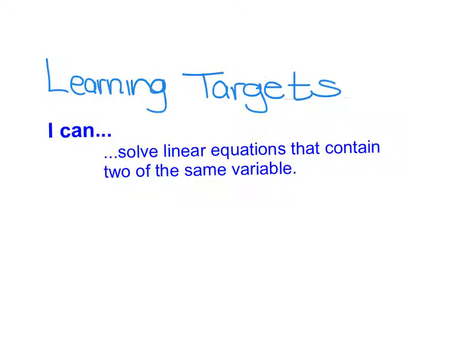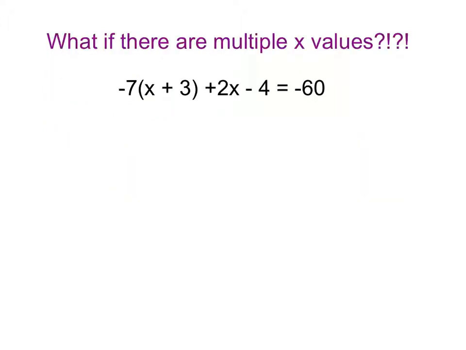In this video, it will be your goal to be able to solve linear equations that contain two of the same variable. So in the equation you see below, you see a couple of different issues that we haven't approached before. First, you see that x appears twice. So you can see that there's an x hidden in here, and there's an x outside of the parentheses here. The other piece is that one x is in parentheses and one's not. So that makes things a little bit more complicated.